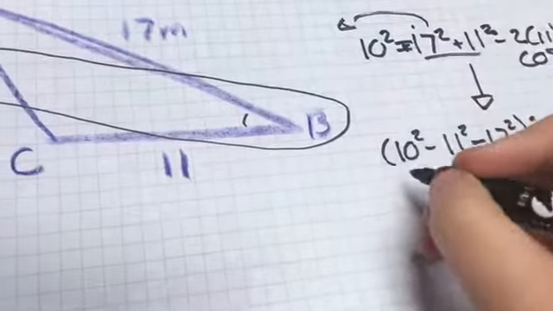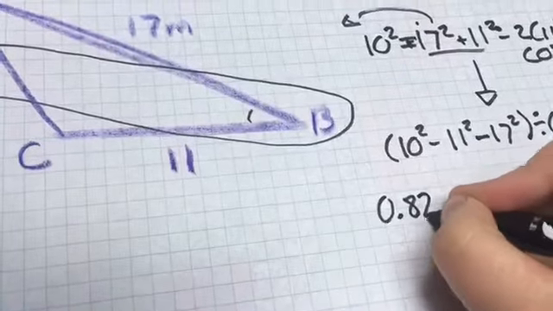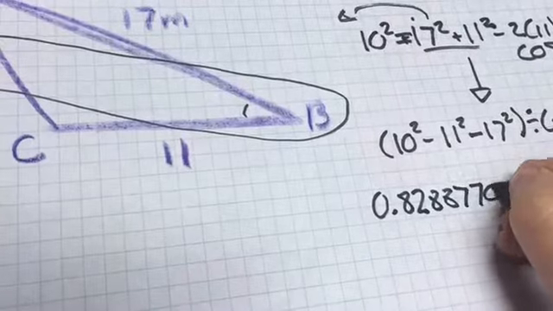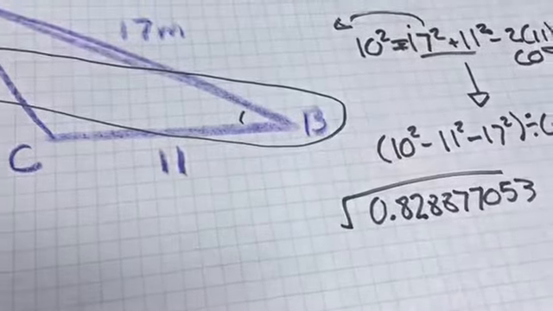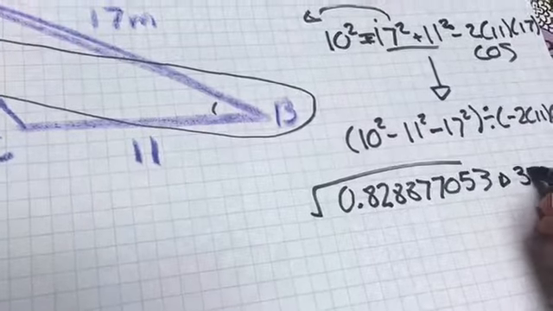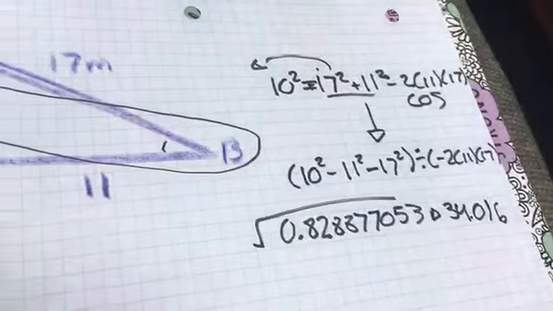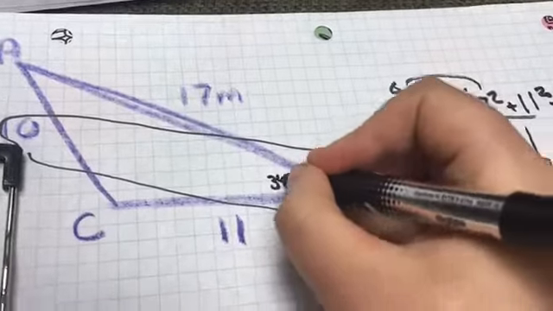So once you divide that, it's going to give you 0.8288777053. Once again, you're going to have to inverse cos it. You can use the same method as before, and it will give you 34.016, which you can round to 34. So that means this degree here is 34 degrees.